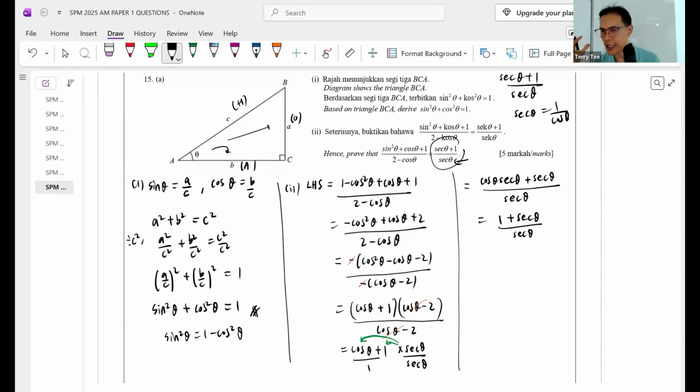You need to look at the right hand side and work towards it. Because if you don't look at the right hand side, you're going nowhere. You don't know what to do, right? So with that, I just rearrange. Put secant theta first, plus 1, followed by secant theta, and that is my right hand side.